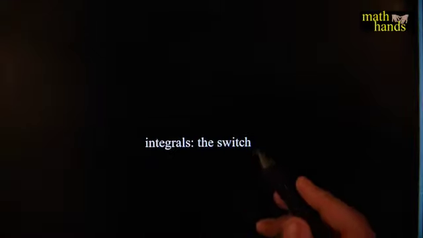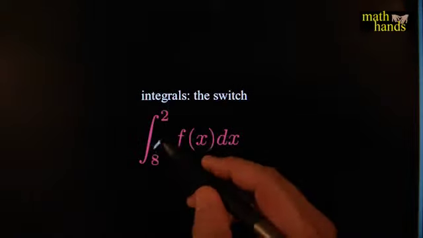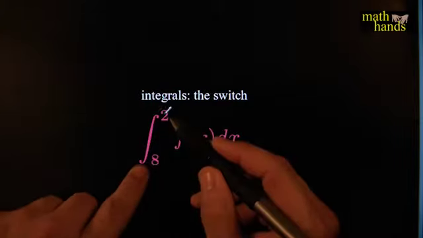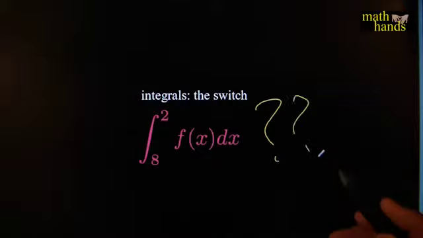Let's do another property real quickly. This is called the switch. I like to call it the switch. And it considers what happens if you go backwards. All this time we've gone from 2 to 8. We've never gone backwards from 8 to 2. So what in the world would happen if you did that?